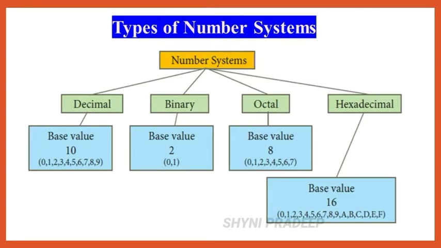So there are 4 types of number systems. What are they? Decimal, binary, octal, hexadecimal. The base value of decimal number system is 10, which means 0 to 9 values. And the base value of binary number system is 2, which means 0 and 1. And base value of octal number system is 8, which means 0 to 7 values. And base value of hexadecimal number system is 16, which means 0 to 15.